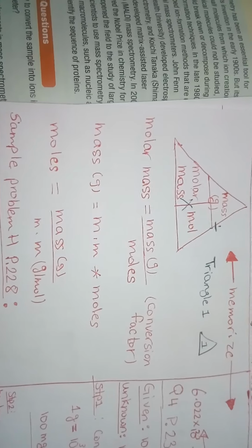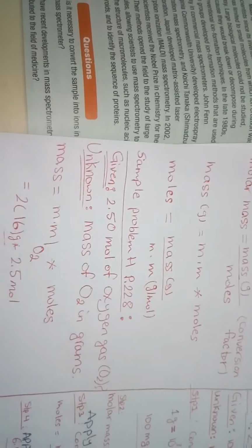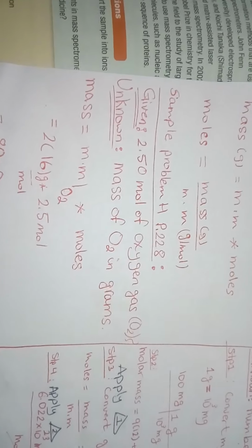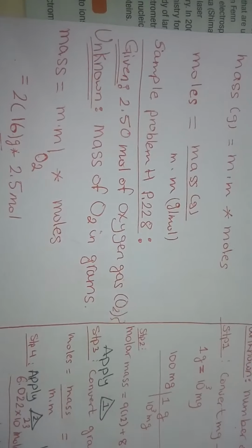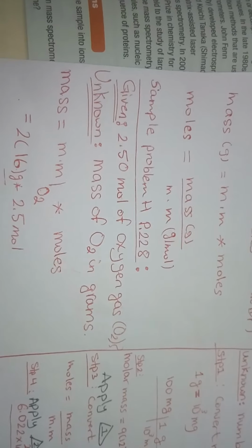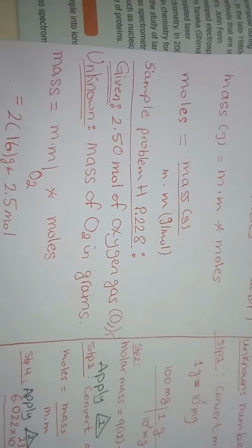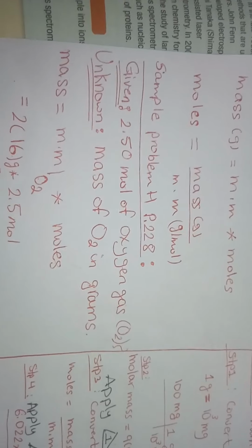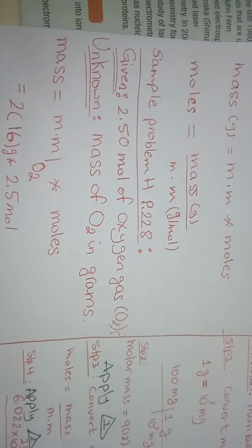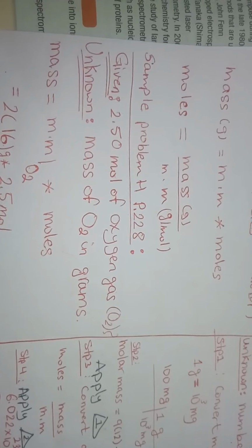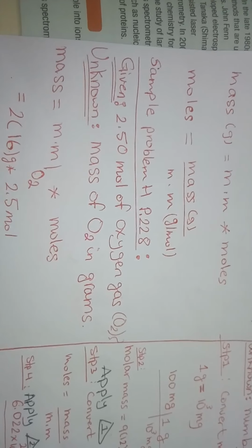Okay, let's solve a problem with that. Given 2.5 moles of oxygen gas, O2. Notice that on your SAT, if they just say oxygen gas, make sure you know that oxygen is a diatomic element, so we always refer to it as O2. It's not going to say 2.5 moles of O2. It's going to say oxygen gas.